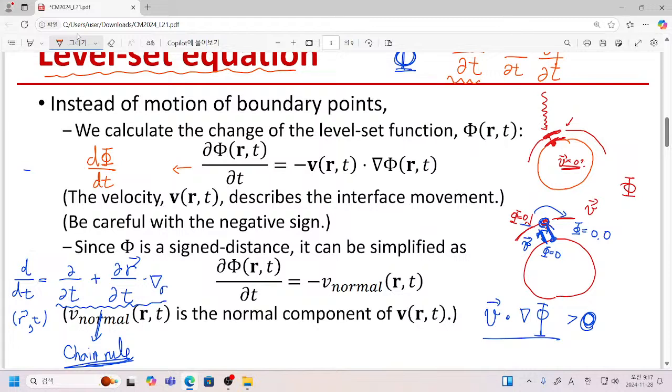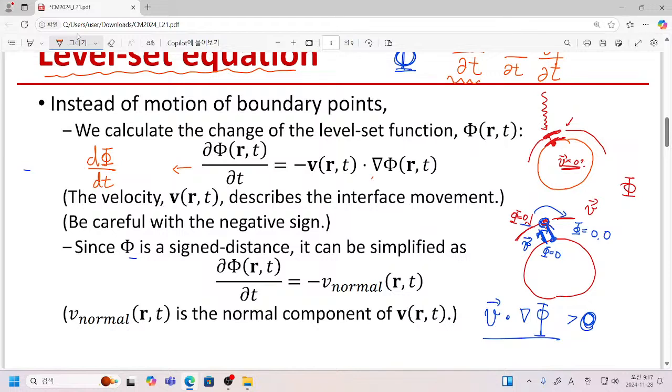Okay, so now let's come back to this equation, and if we accept the form of this level set equation, then we have to calculate this gradient of phi. The gradient of phi can be defined everywhere. It's not that difficult because we already know phi at every node in our rectangular grid. So once the velocity is given, we can calculate it. However, if we introduce a certain approximation, like phi as a signed distance.